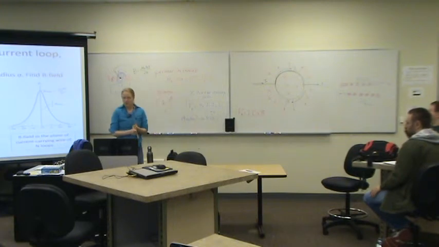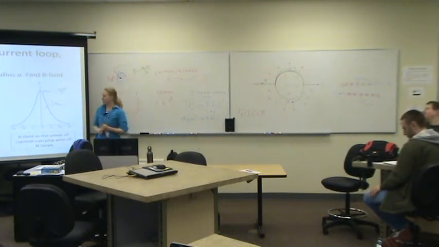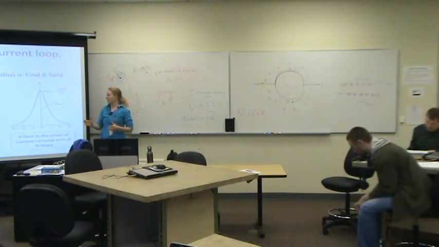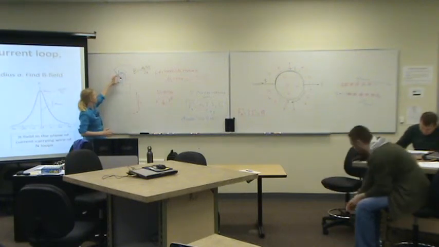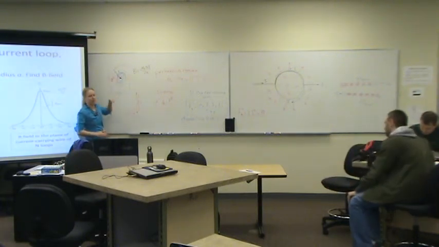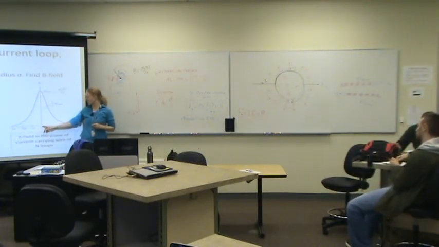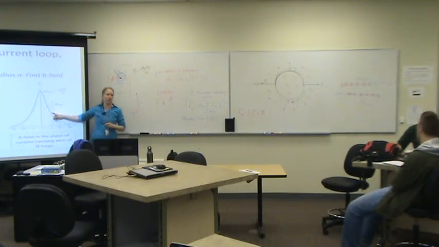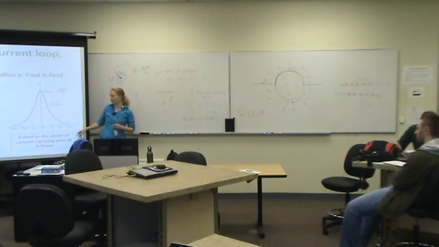Okay. And in reality, the way I drew it would be like a constant B field at all points, but in reality, it's going to be the strongest at the very center of the loop, and then it drops off really rapidly when you get to the sides of the loop.